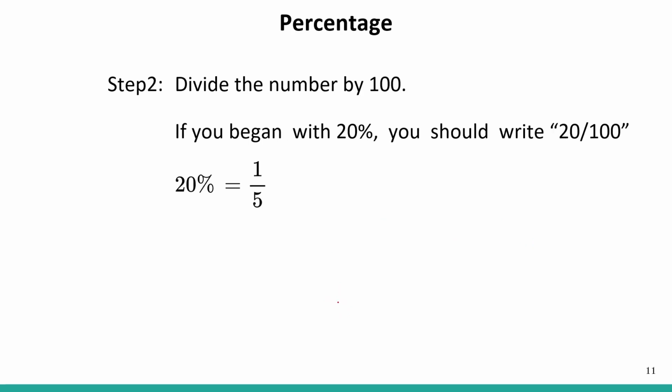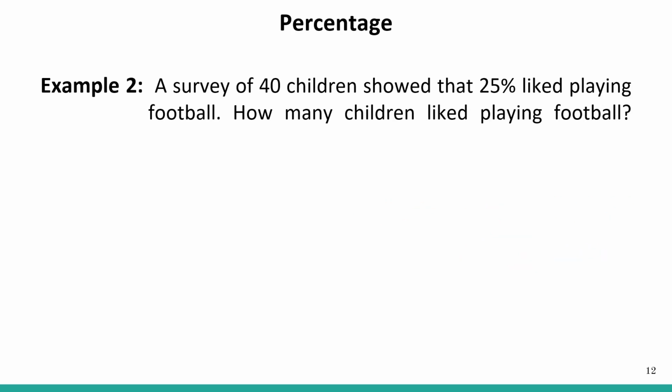So what you do next is you divide the number by 100. So 30 by 100. First we remove the percentage, then we write 100. If you began with 20%, you should write 20 by 100. And here we began with 30%, that's why we write 30 by 100. So this will be 3 by 10. So this is the simplified fraction version of 30%.